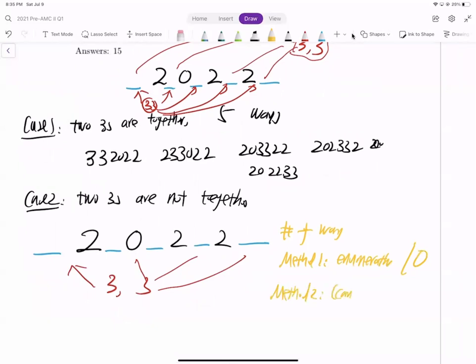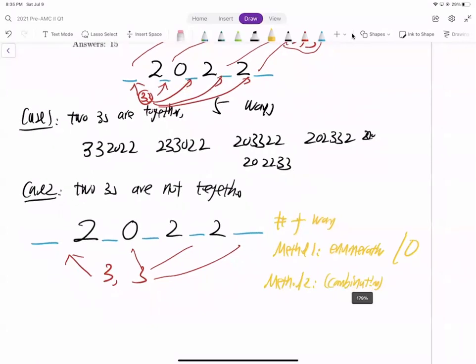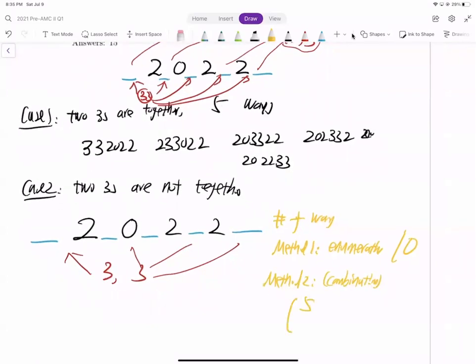use combination. If you know the concept of combination, you can use it. Because this is basically from 5, you choose 2 spots, right? Here you see you have 5 spots: 1, 2, 3, 4, 5. And then you choose 2 positions to accommodate the 2, 3, because they are not next to each other. All right, so then we have 5 times 4 over 2 times 1, so that is 10. This is the same.